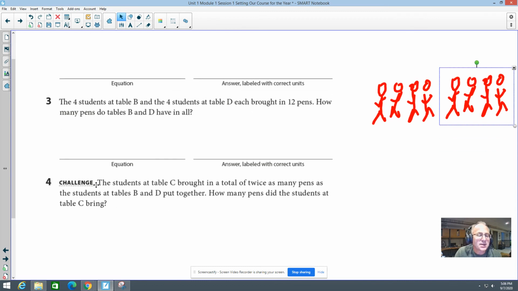Now this one here is a challenge one. Challenge ones, if they're too hard for you, you do not have to do them. However, then you can just put on there, too hard for me. That was way too hard. But it is kind of nice to challenge yourself a little bit, and I need to see who can do these. The students at table C brought in a total of twice as many pens as the students at tables B and D put together. How many pens did the students bring at table C? So again, try that one out. It is a little trickier. And then at the very end, they will go over some of the answers for you. Okay.